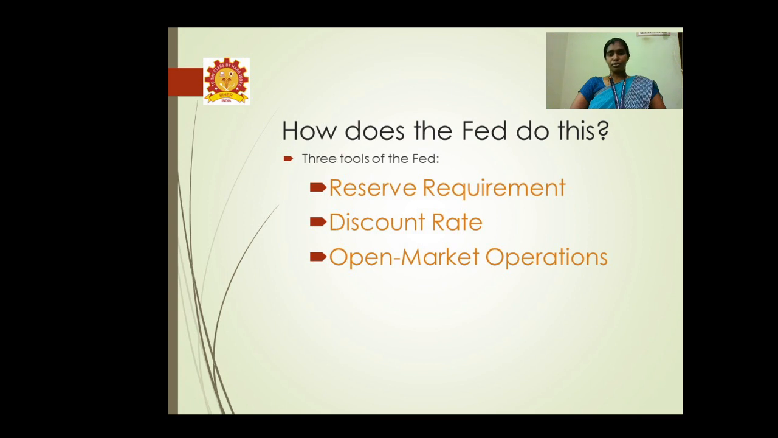How does the Fed do this? Three tools of the Fed. First one, reserve requirement. Second one, discount rate. Third, open market operations. These are the three most important tools for the Fed. Reserve requirement: banks should always maintain some money in the form of reserves, so if money supply is lacking, they can use that reserve amount. Discount rate: the Fed gives some interest rate discount. And of course, open market operations.